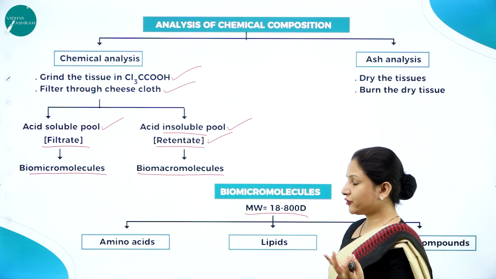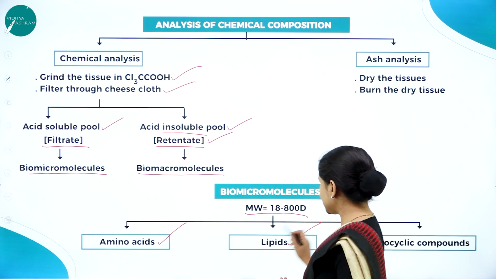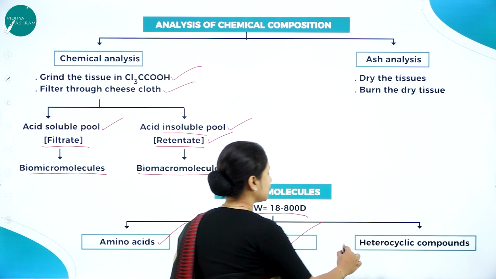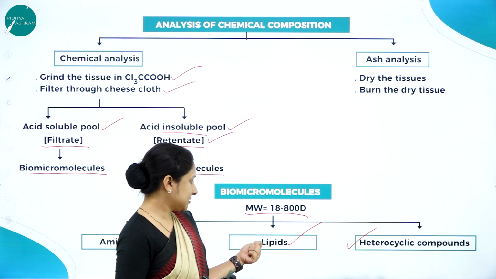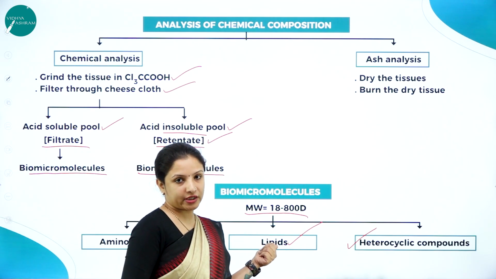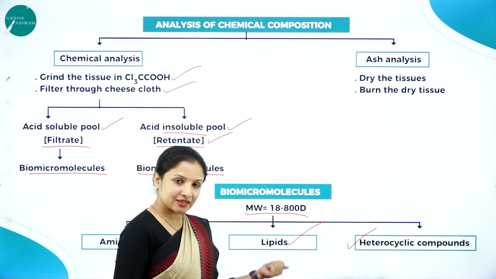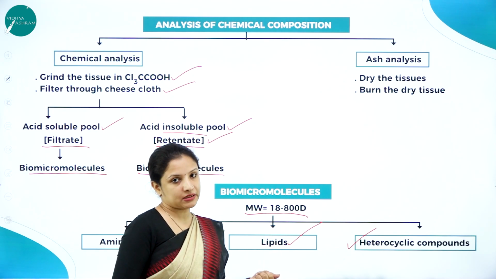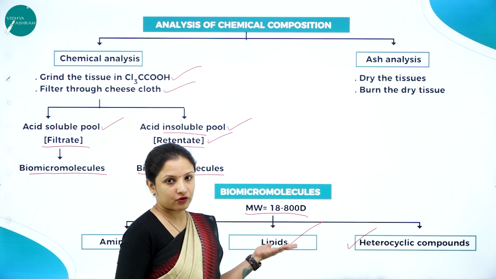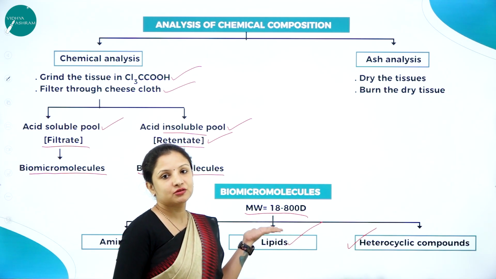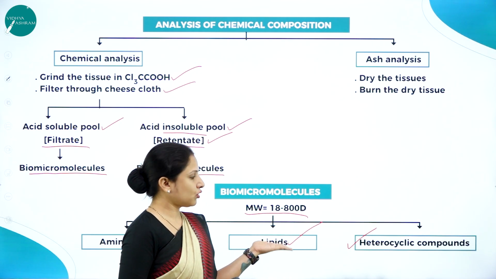Now, those biomicromolecules are of different types. One is amino acids, lipids, and the other one is the heterocyclic compounds. Here, lipids, though they have a molecular weight which is less than 1000 Dalton, still do not get filtered through the cheesecloth. That is one of the important characteristic features of lipids, because lipids are not soluble in water. So that is why they do not get filtered.